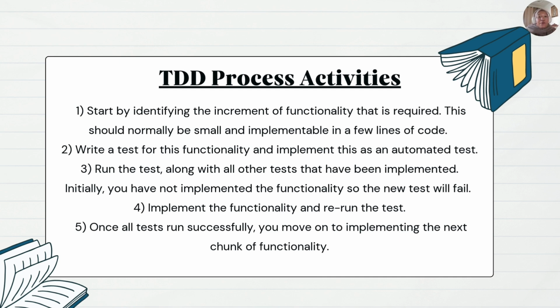Okay, we have not implemented the function, or otherwise the new test will fail, right? So the fourth step is to implement the functionality and rerun the test. And finally, once all the tests run successfully, we can move to the next functionality to implement.